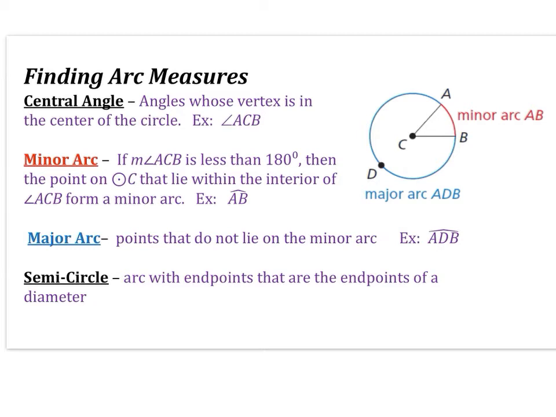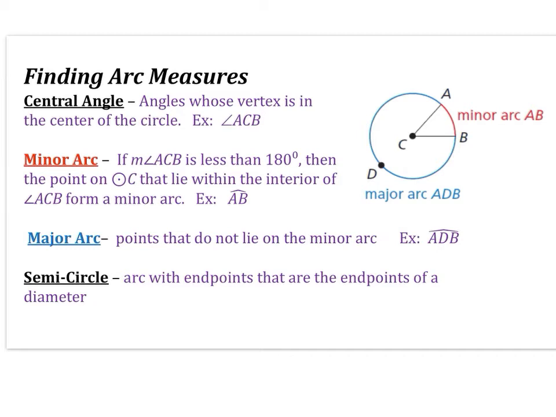Our example is this part of the circle that's highlighted in red. Arc symbols are like little curves above our two letters. The two letters are the endpoints of the arc. Our major arc are the points that do not lie on the minor arc. So in other words, when our central angle is greater than 180 degrees, we're looking at a major arc.